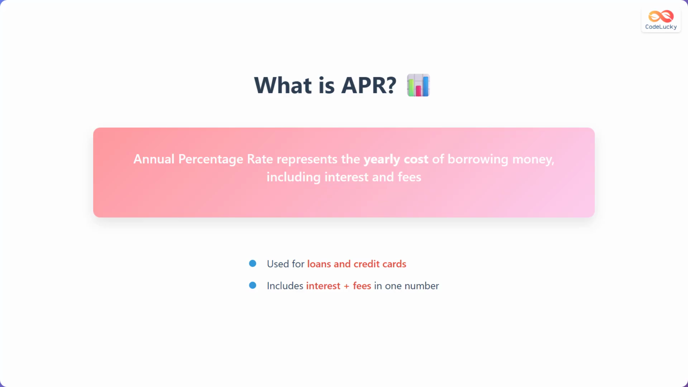APR stands for annual percentage rate. Think of APR as the total yearly cost of borrowing money. When you take out a loan or use a credit card, the APR tells you exactly how much that borrowed money will cost you over 1 year. It's not just the interest rate. APR includes everything: the base interest rate, plus any additional fees like origination fees, processing charges, or annual fees. This makes APR incredibly useful for comparing different loan offers because it gives you the complete picture of borrowing costs in one single number.